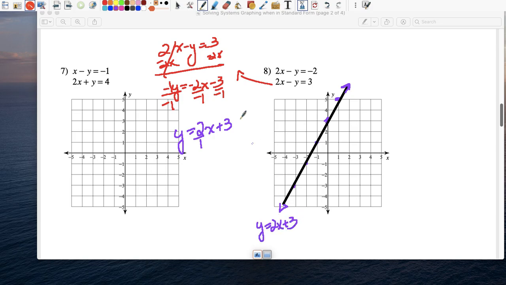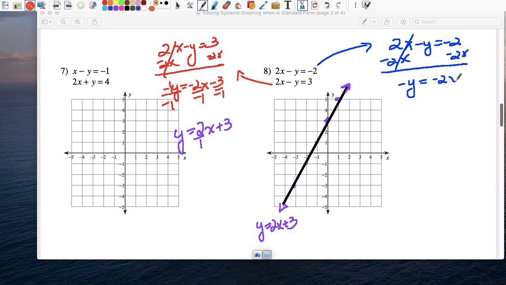So let me redo equation 1. Equation 1, this one right here, was 2x minus y equals negative 2. Subtract 2x from both sides. This goes away, and we get negative y equals negative 2x minus 2. So my mistake was here, in this area. Instead of a positive slope, I gave it a negative slope.